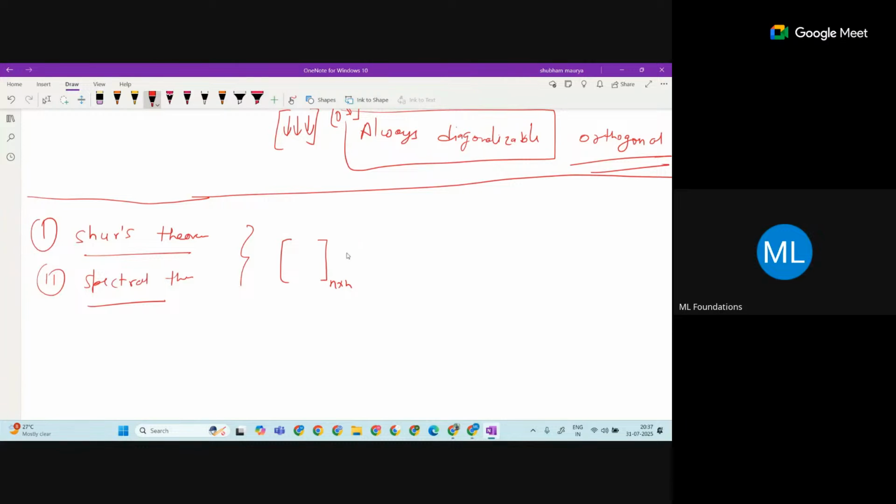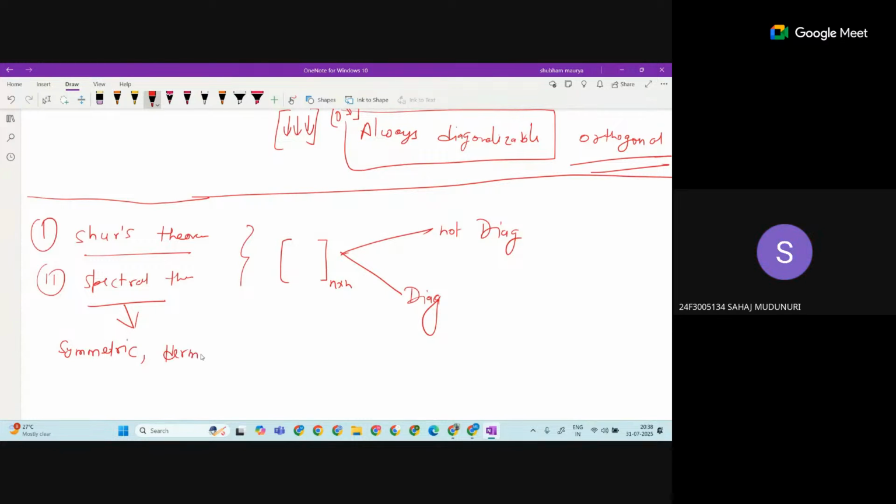Once you have a square matrix, there is a possibility that your matrix is diagonalizable, and sometimes it is not. So there are two cases. If your matrix is diagonalizable, the spectral theorem gives the guarantee for a symmetric matrix; the spectral theorem is specifically for symmetric or Hermitian matrices.